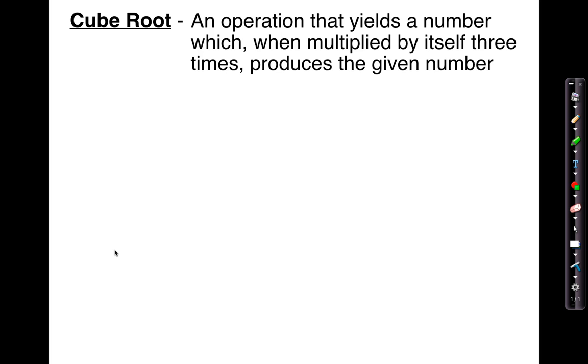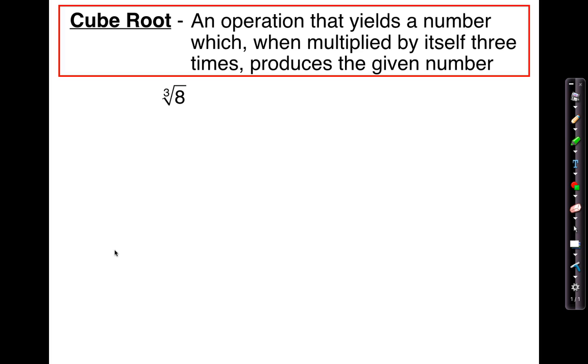Now let's learn about something other than a square root. Now we're going to learn something called a cube root. A cube root is an operation that yields a number which, when multiplied by itself 3 times, produces the given number. So here, let me give you an example. The cube root of 8 is 2. And why is it 2? Because 2 times 2 times 2 is 8, or in other words, 2 cubed equals 8.